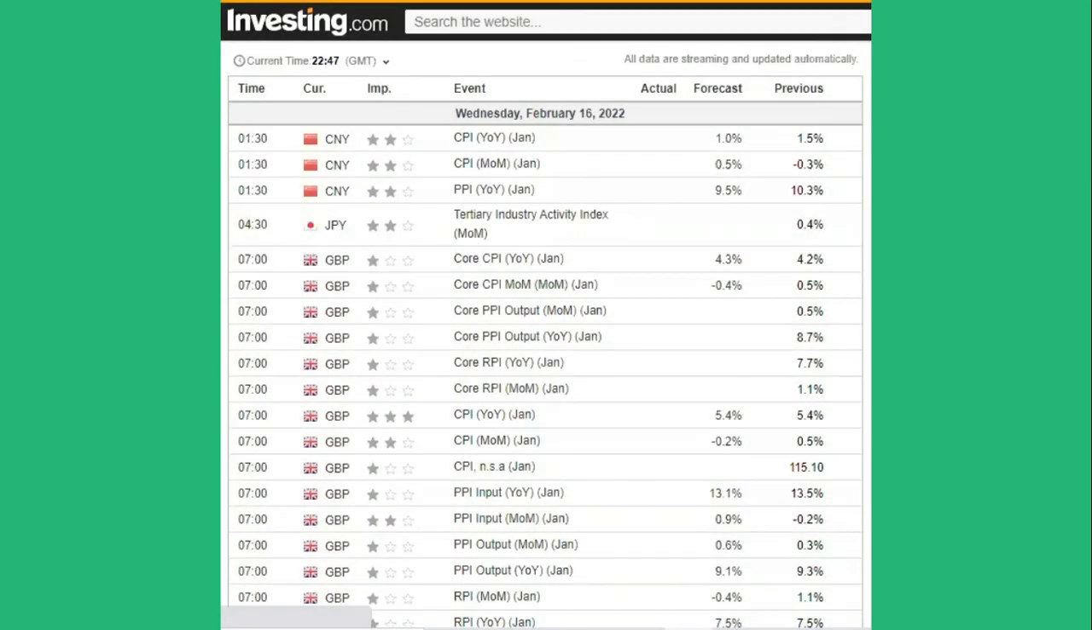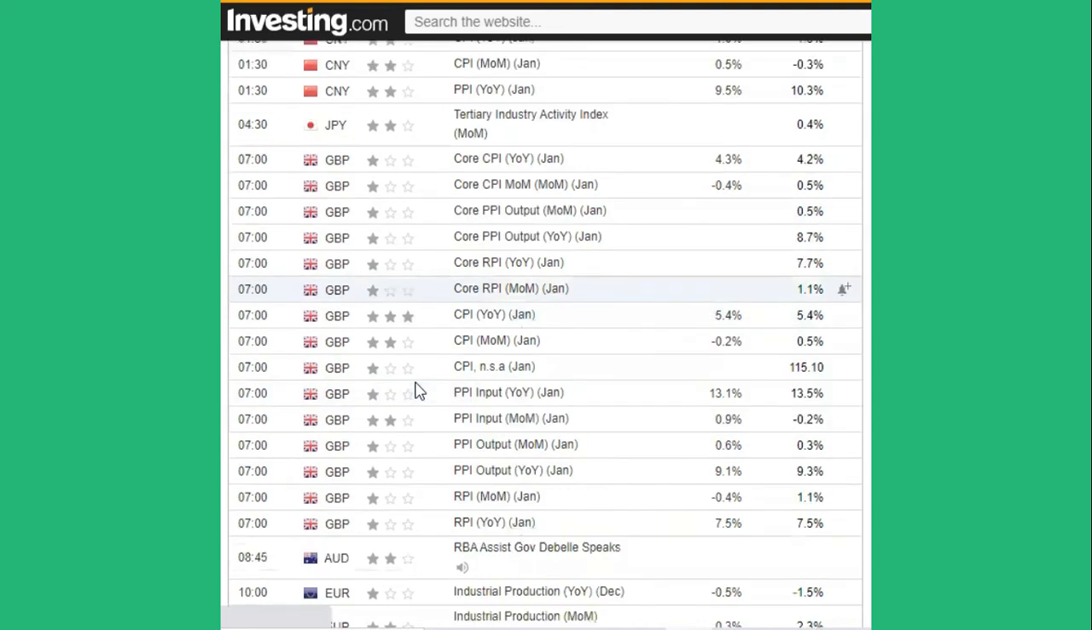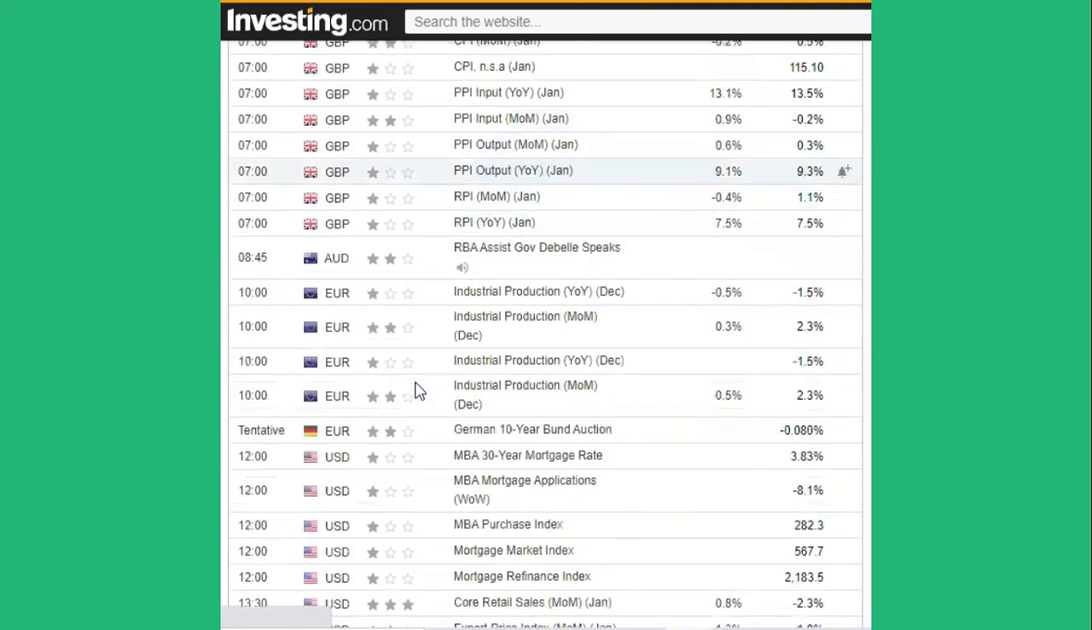Right, the news. So first piece of news, as you can see, of importance is at 7 o'clock coming out of the UK. We have some CPI data, so inflation data. Okay, so that can move any pound pair. We've got quite a busy day today, guys.